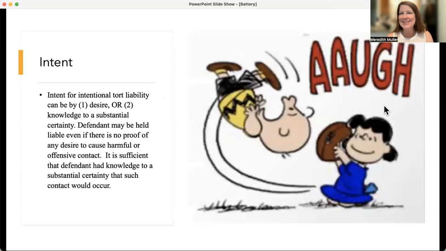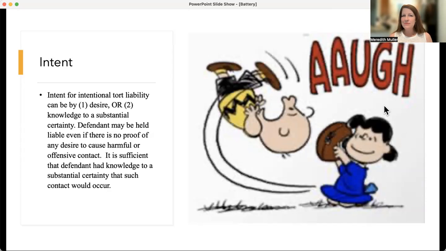All right, so let's talk about intent for just a few minutes. How do we show intent that's required for battery? As we can see here, intent for intentional tort liability can be shown either by desire or knowledge to a substantial certainty. A defendant can be held liable even if there's no proof of any desire to cause harmful or offensive contact. It's sufficient that the defendant had knowledge to a substantial certainty that such contact would occur. What do I mean by that? That's a lot of information, right?